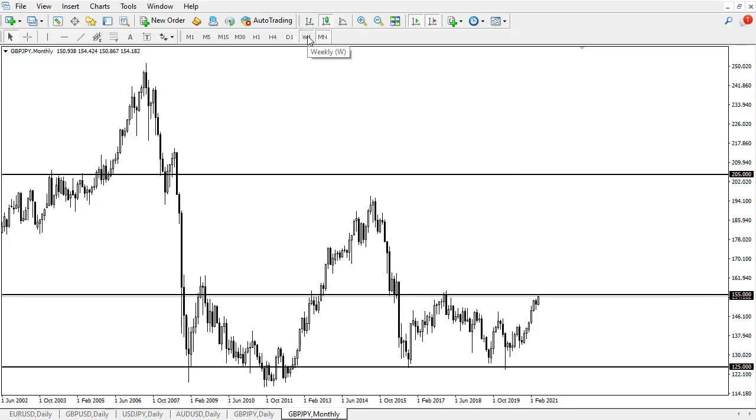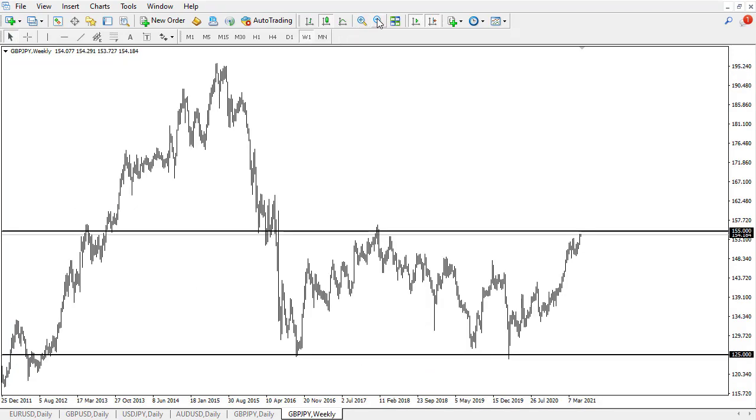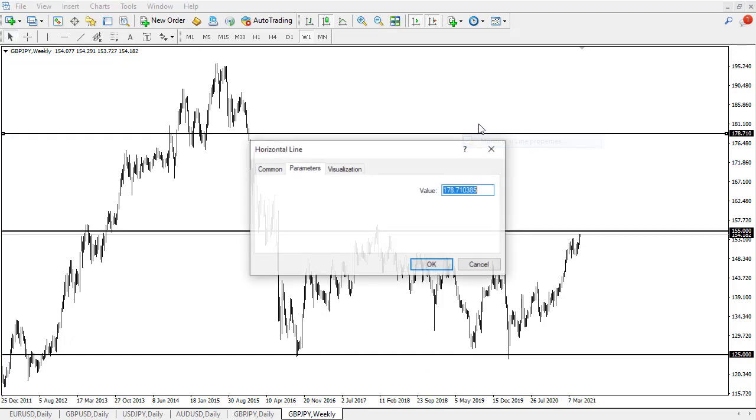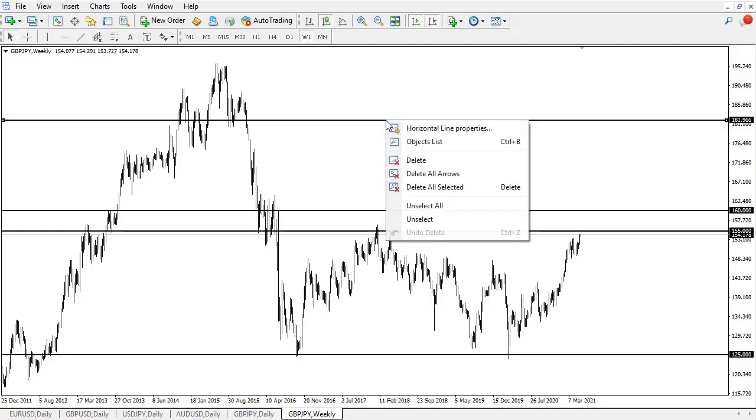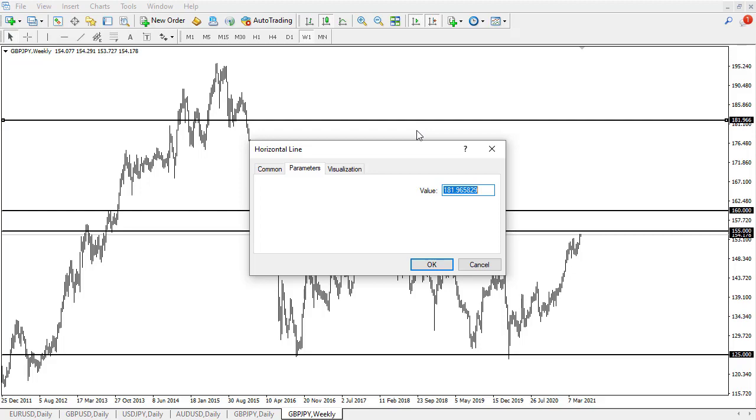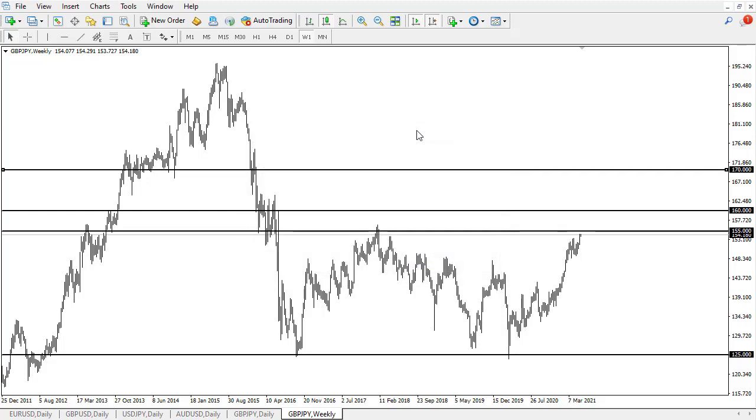Go ahead and drop down to the weekly, and I will zoom way out so you can really get a look at this. So notice what happens here when I put large round numbers. In this case, 170, 160, 155. So every 500 pips. Watch 150.